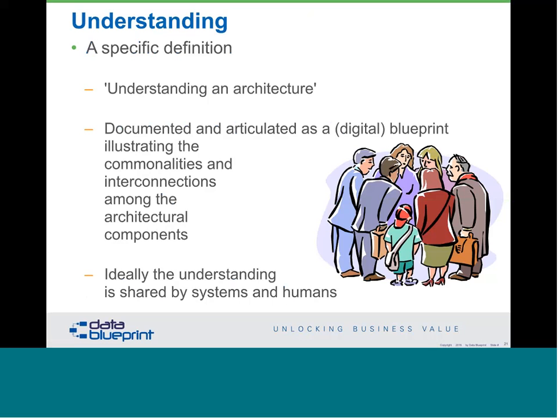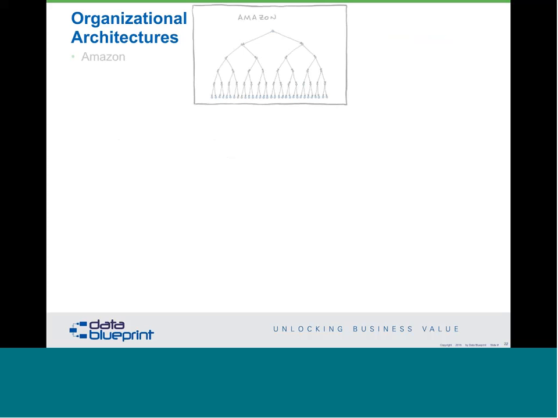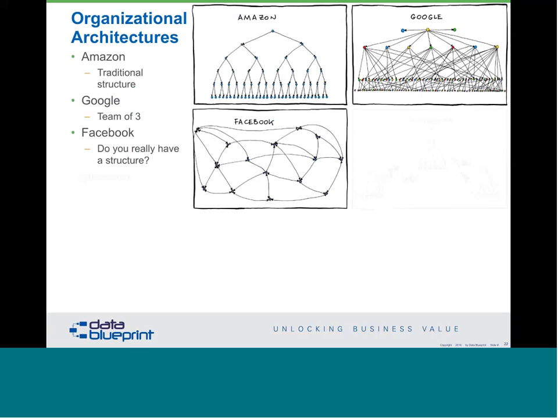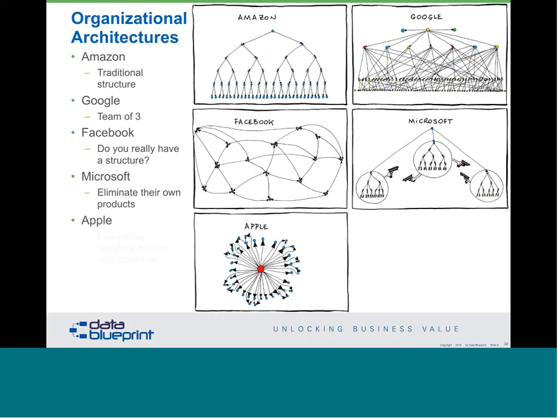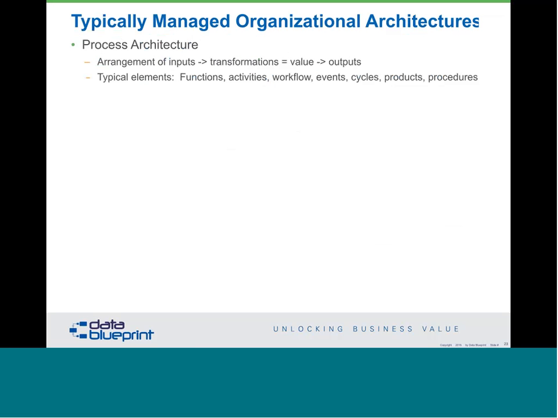And I just ripped this next slide off the internet here, but it's a kind of cute little illustration of organizational architectures. Again, Amazon has sort of a traditional structure with Jeff Bezos at the top. Google is run by the gang of three that they have. Facebook, well, your structures are different. Microsoft, again, the joke here is that they eliminate their own products. Apple, everything revolved around one individual, and Oracle buys one company after another. But you can see from these representations, it's actually kind of cute, but it's also kind of true. And so this is a way of understanding how these architectures work.